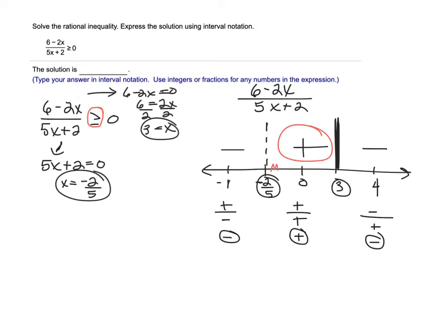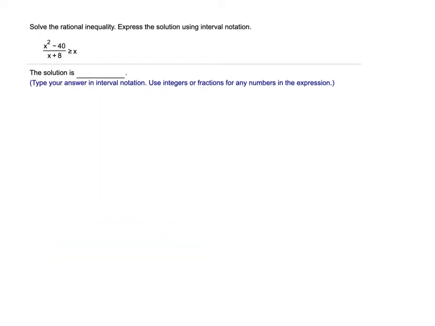So when I write the answer, I want to write all of the x values that give me a positive value. So my answer would be, I go from negative 2/5 to 3. That's why they call these boundary points or interval endpoints. And then our question is whether we have parentheses or brackets. Remember, the dotted line means a parenthesis, and a straight line means a bracket. So this is my final answer.